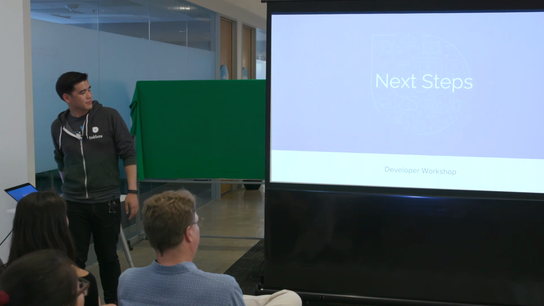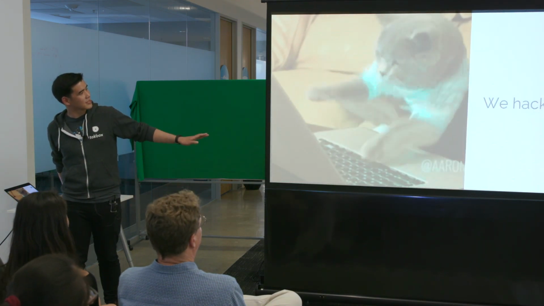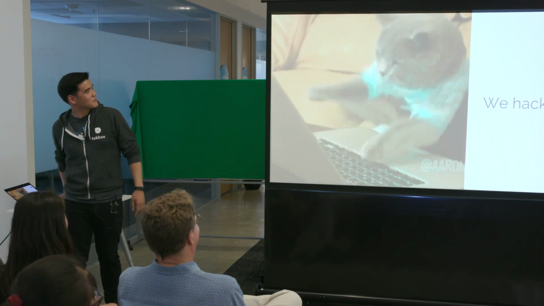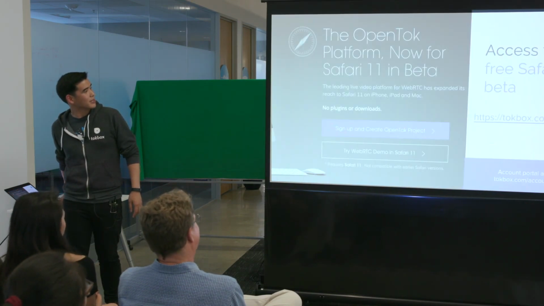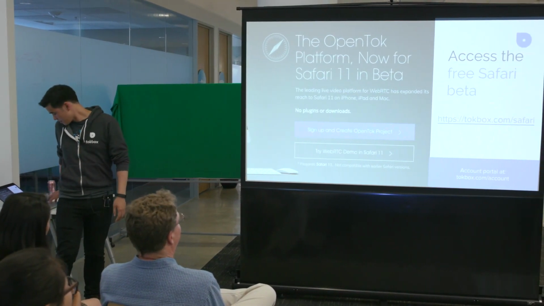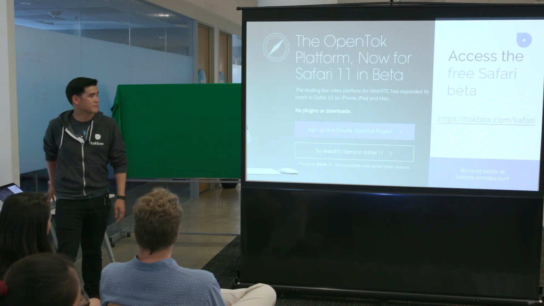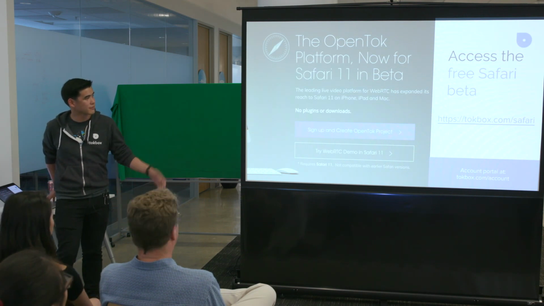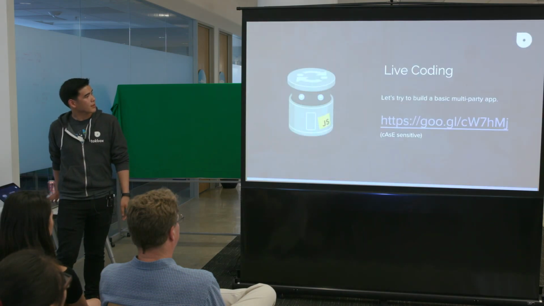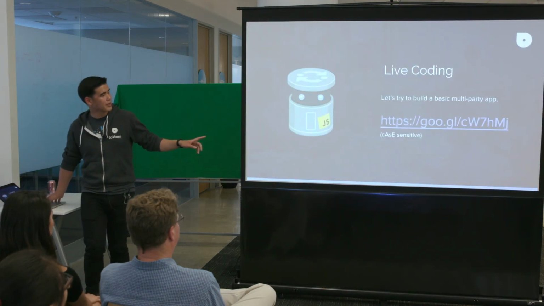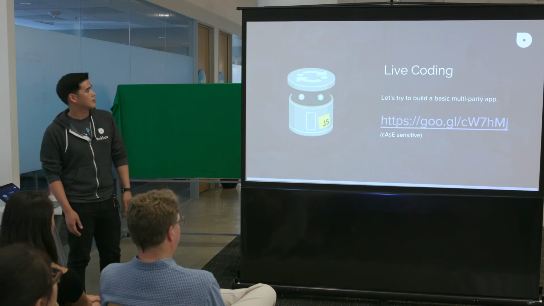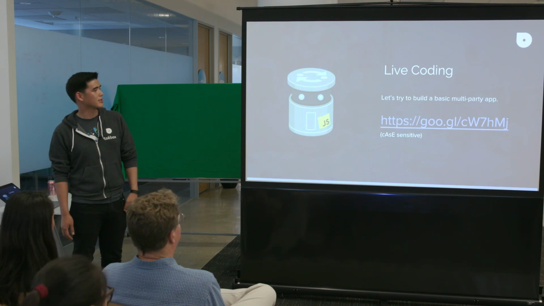But next steps. This is a developer workshop after all. Let's hack. Also, I love this GIF. Right now at TokBox.com/Safari, you can sign up for a free beta API key, and for no charge for 30 days, you can use however much traffic you want to test the Safari beta. But live coding, let's try to build a very basic multi-party app that you can use on Safari. I'm going to leave this link up so you can click it if you so choose.